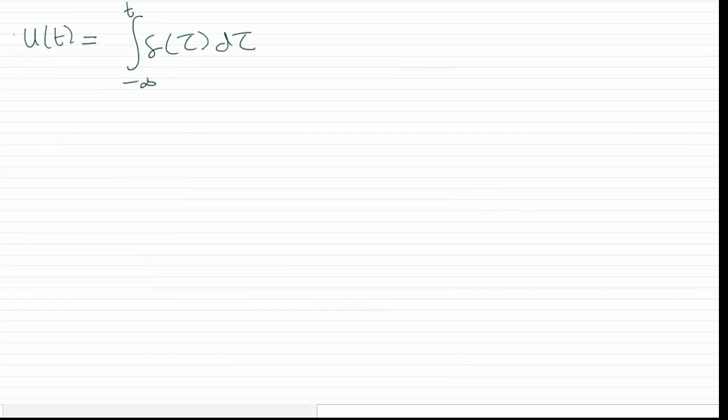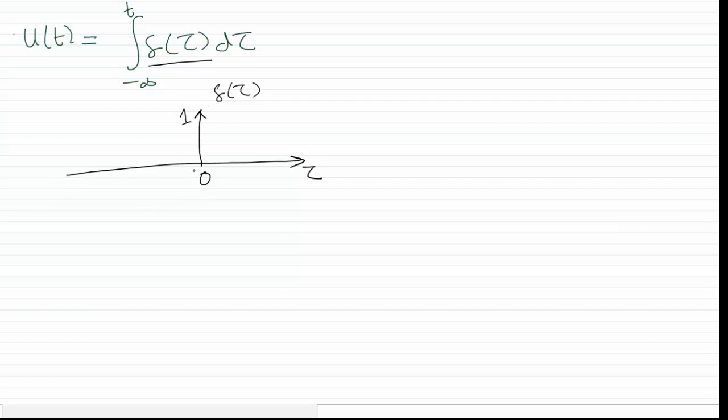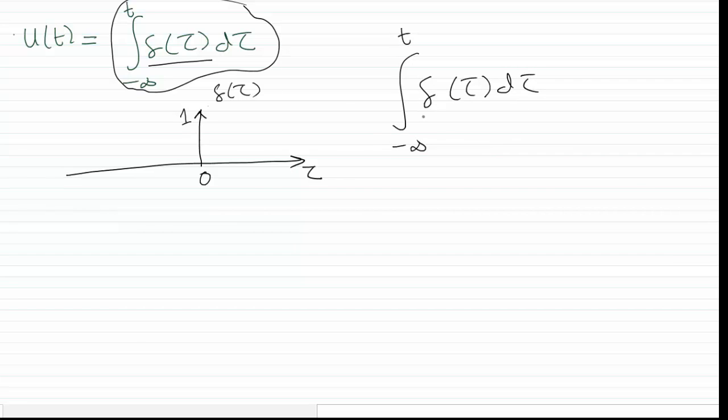So to prove this statement, let's plot the function delta of tau. That's delta of tau. It has a height of 1 at tau equal to 0. Now, what's happening in this expression, delta of tau d tau from minus infinity to t, is that we are summing this function from tau equal to minus infinity to t. I'm not sure what the value of t is as of yet, so let's think of t as a negative number in the first case. If t is a negative number, then it's going to lie somewhere behind this zero. Let's say t is over here.